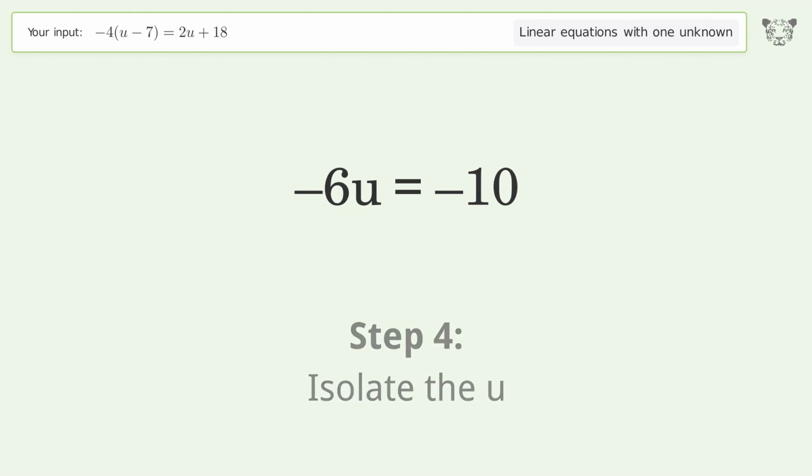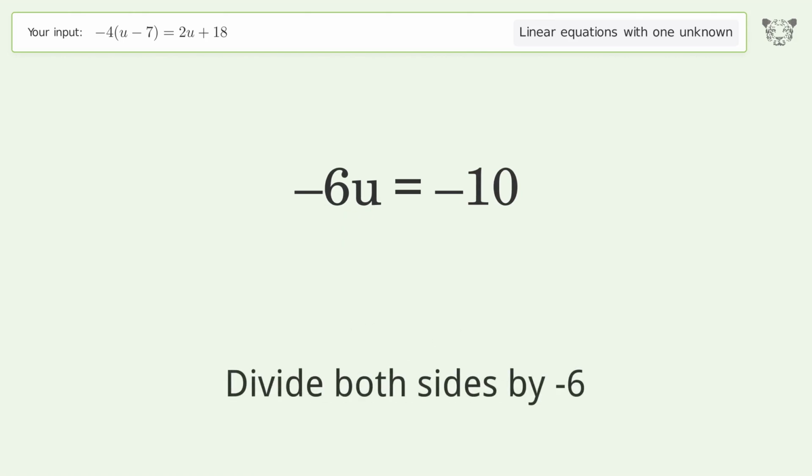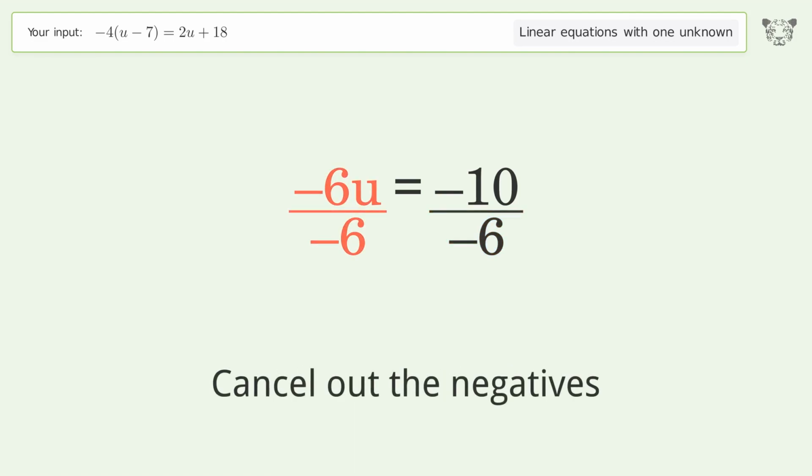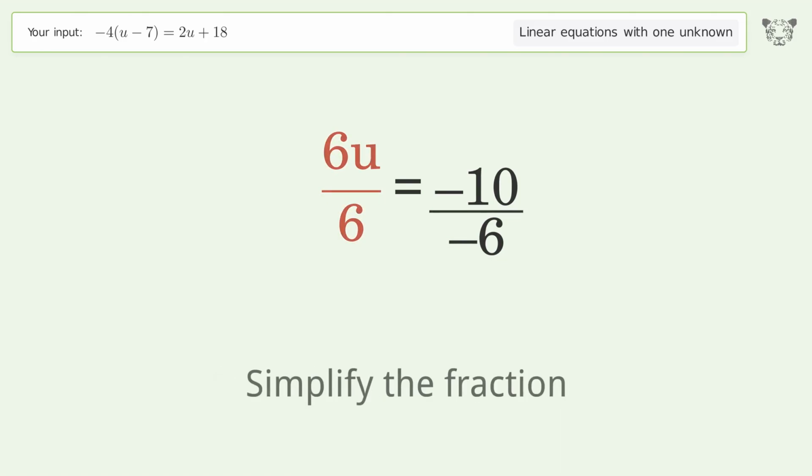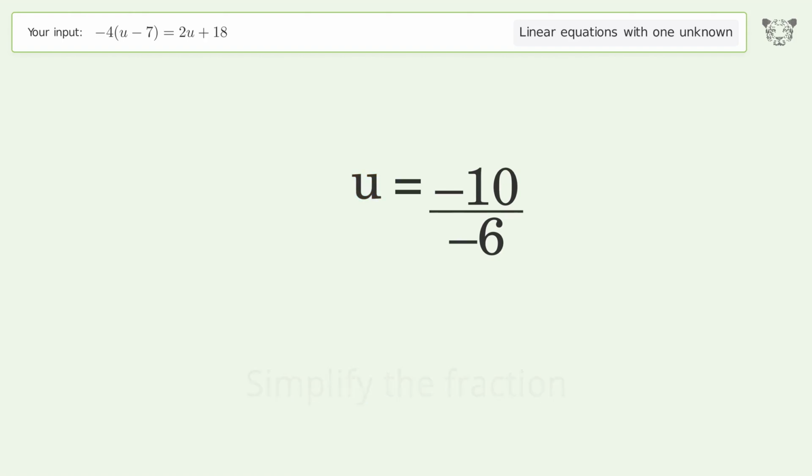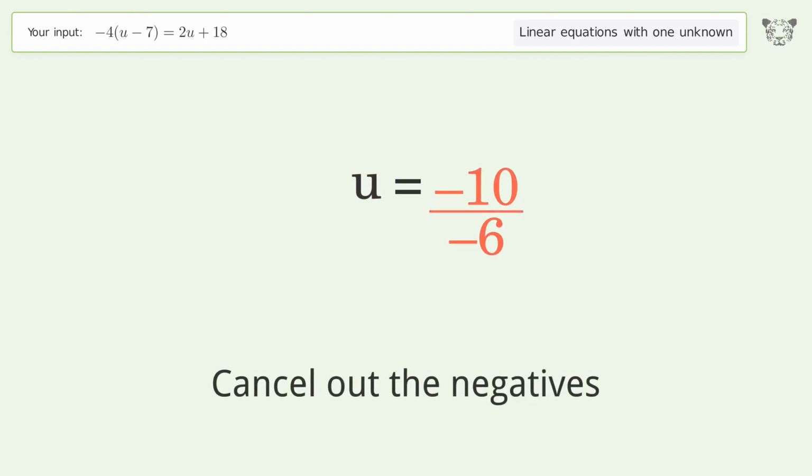Isolate the u. Divide both sides by -6. Cancel out the negatives. Simplify the fraction. Cancel out the negatives.